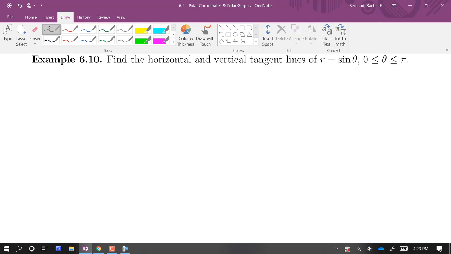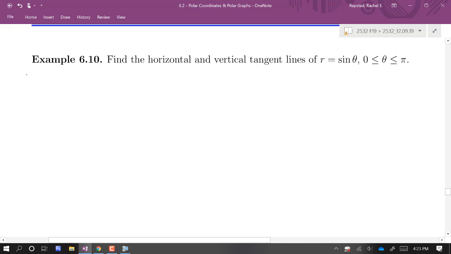So let's start. We start by expressing that curve, r equals sine theta, as a pair of parametric equations. We get that by using x equals r cosine theta and y equals r sine theta. So we'll get the parametric form.